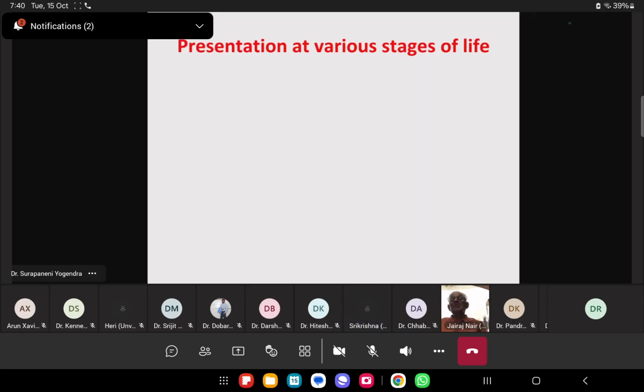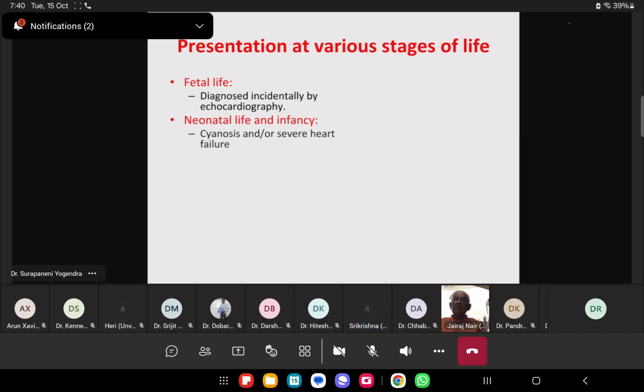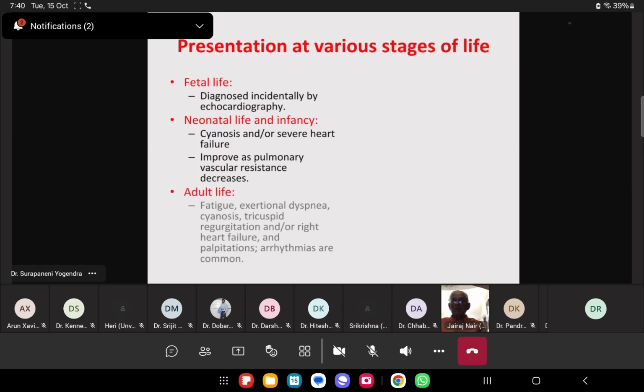Presentation at various stages of life. Fetal life: diagnosed incidentally by echocardiography. Neonatal life and infancy: presenting symptoms are cyanosis and severe heart failure. These symptoms improve as pulmonary vascular resistance decreases. Adult life presents as fatigue, exertional dyspnea, cyanosis, tricuspid regurgitation, and/or heart failure. Palpitations and arrhythmias are common.